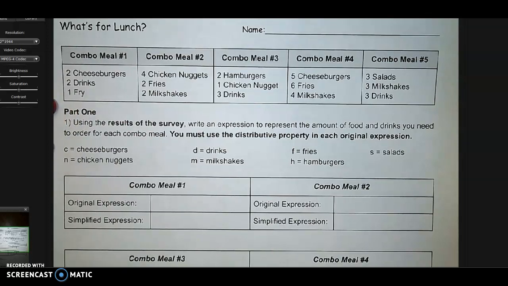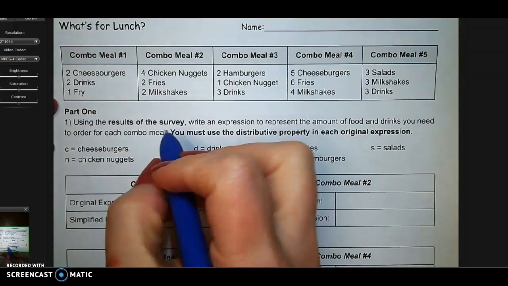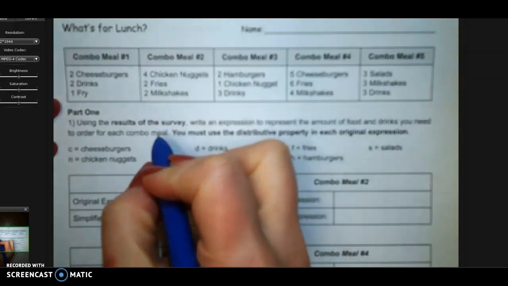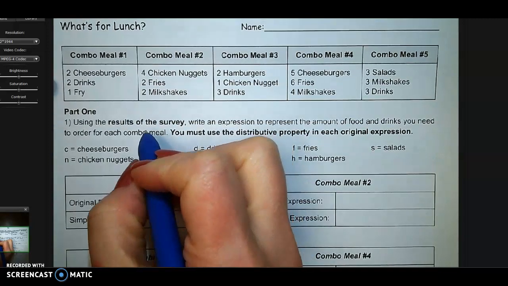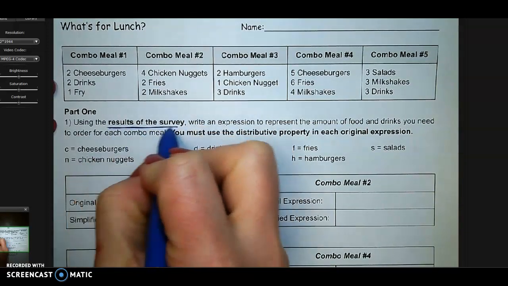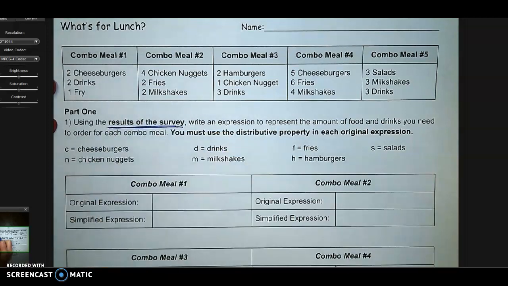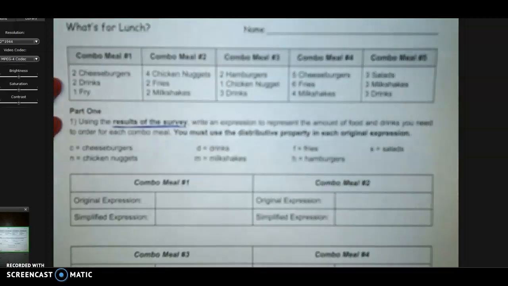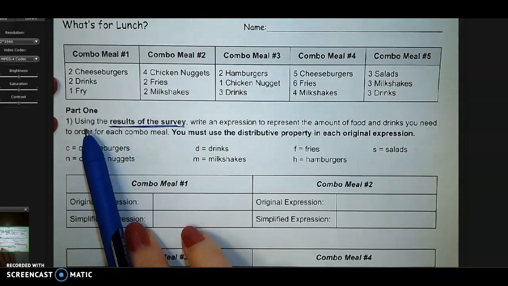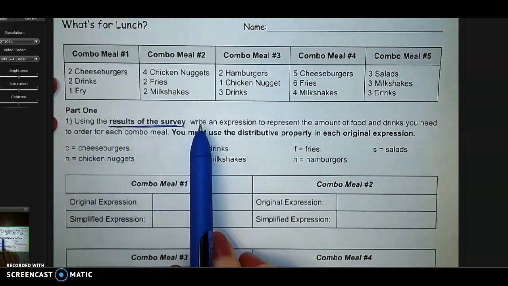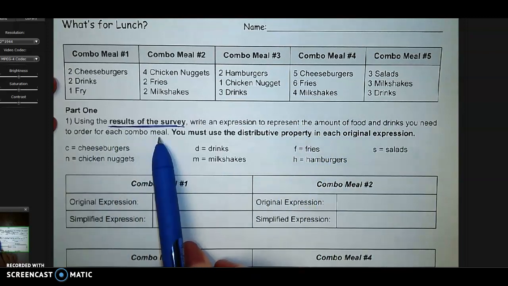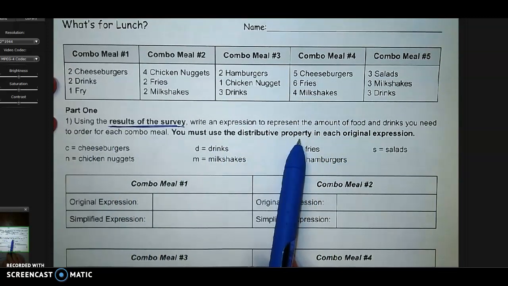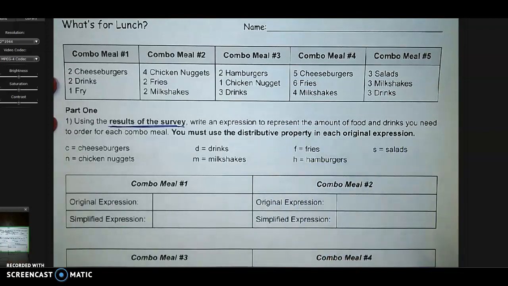And so when you went in and looked on Schoology at the project, there was a project submission sheet, and right below that there was a data sheet. And so you had to use the results of the survey. This was a survey that everyone took in class. Our directions say, using the results of that survey, write an expression to represent the amount of food and drinks you need to order for each combo meal. You must use the distributive property in each original expression.